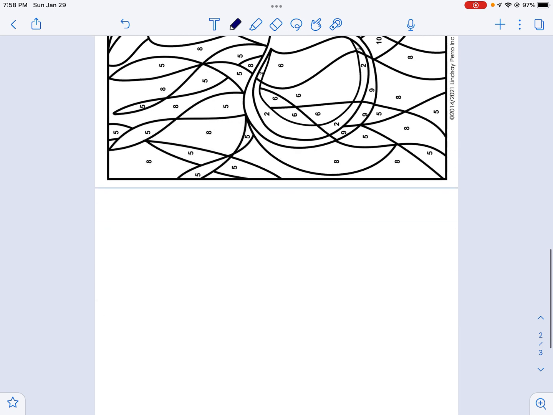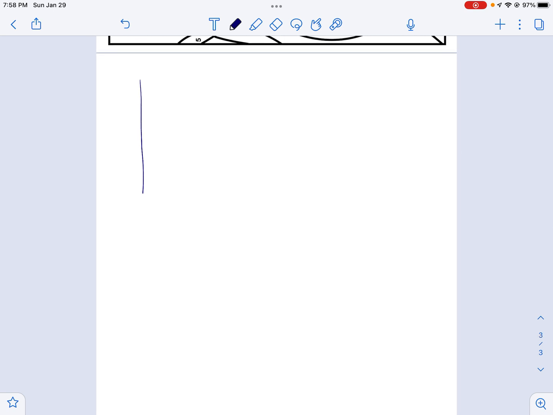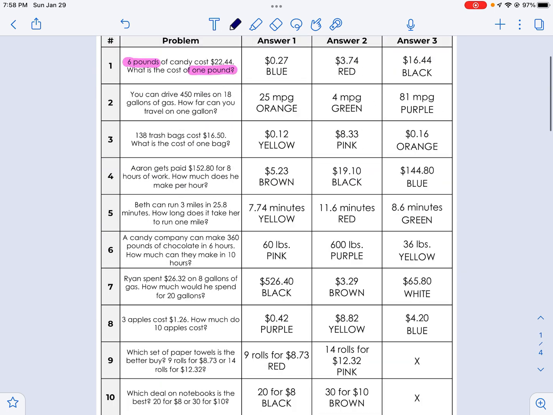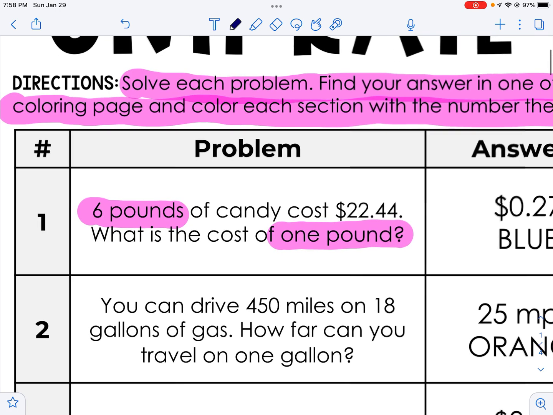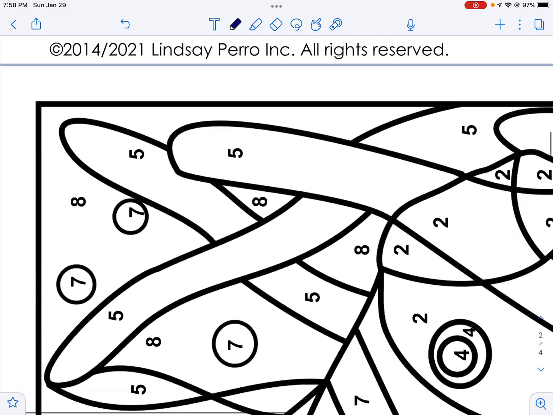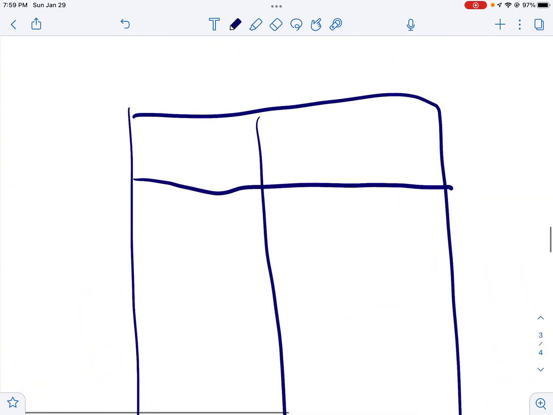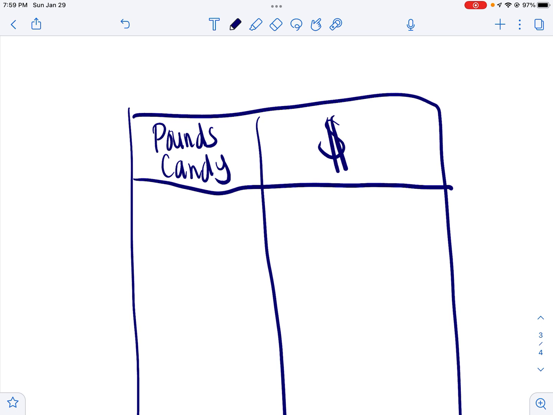Let's see if I have some room down here. Okay, and there is not a lot of room on this sheet. So if you need to get an extra sheet of paper, then do that. If you just submit the coloring with the answers circled, you are not earning points for this assignment and you will do it again. Okay, so if I look here, my categories need to be pounds of candy and money. So I'm going to label that here. So say pounds of candy and money.